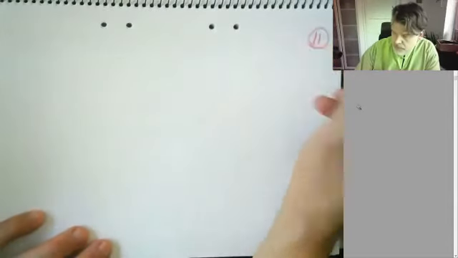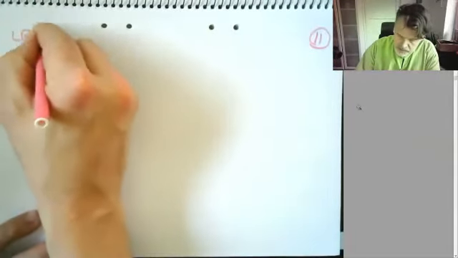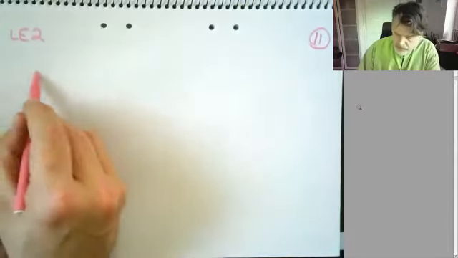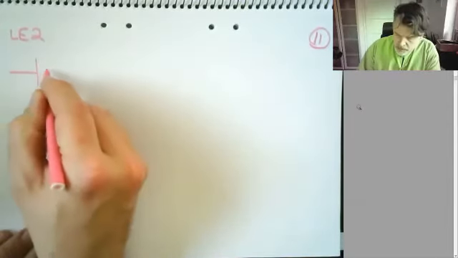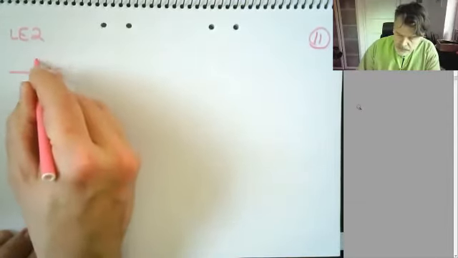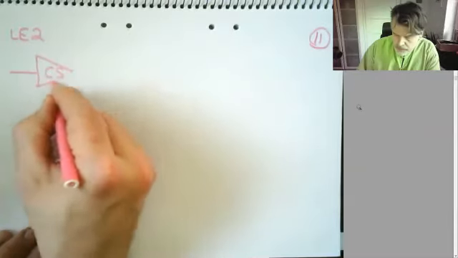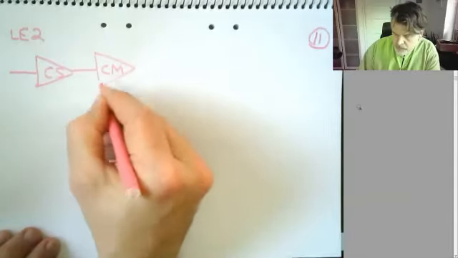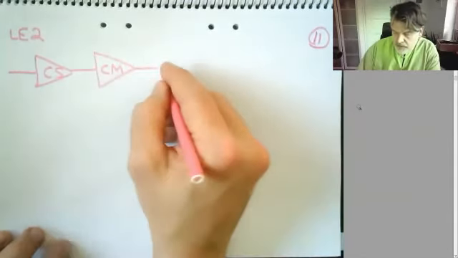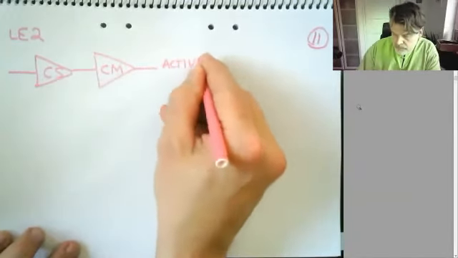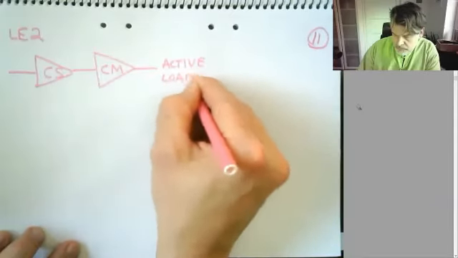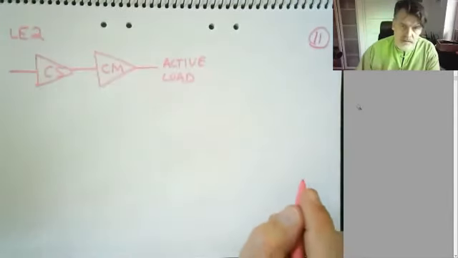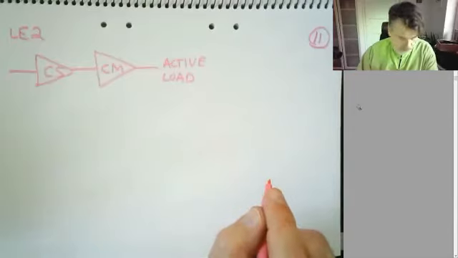So we had one third case, for example, common source to a current mirror, like this, and then some sort of active load. Something like that could be done. So let's just see what that gives us.